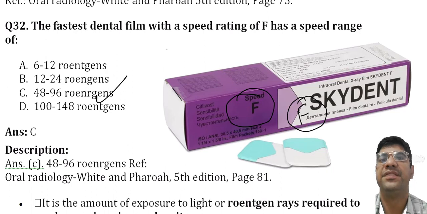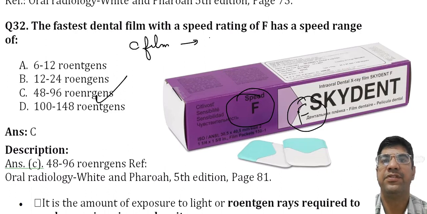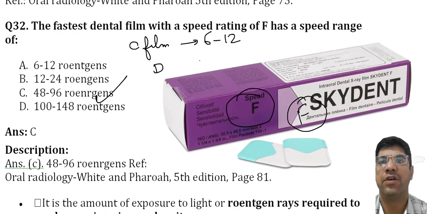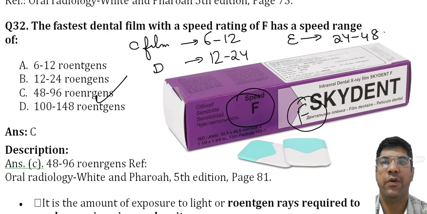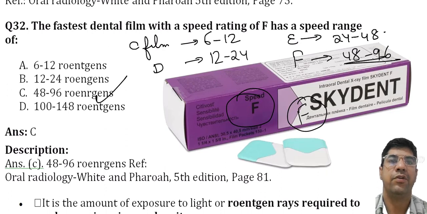So remember, the C film has a range of 6 to 12 round tons. The D film has a range of 12 to 24 round tons. E speed has a speed of 24 to 48, and F is the fastest one, having 48 to 96. So your answer would be F here.